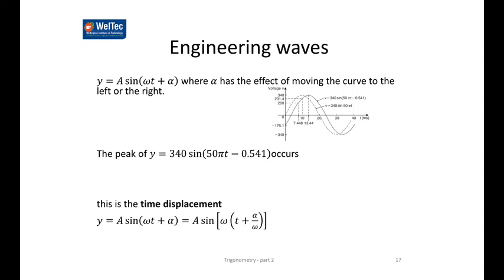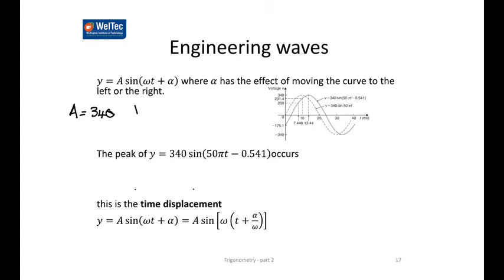I realise the graph is there, but let's have a look at how I came by that graph. The amplitude is 340. So the curve is going to go up to 340 and down to negative 340. Now what I like to do is I like to draw in the unshifted curve. So we're going to draw in the dotted line first. We need to find the time period.